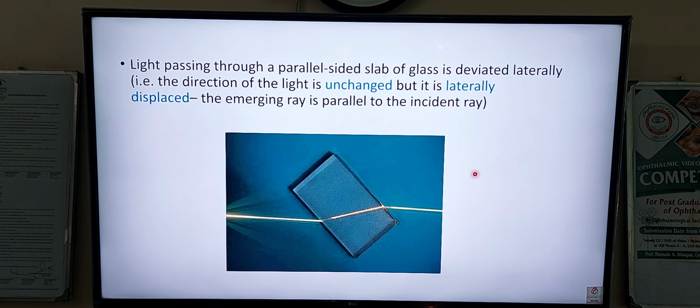So this is a glass slab, parallel sided glass slab. इसमें क्या है? This is the incident ray, this is the refracted ray, and this is the emergent ray. So the refracted ray and the emergent ray, they lie parallel to each other. The only thing is that the emergent ray is slightly displaced.